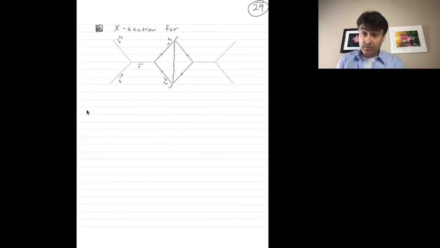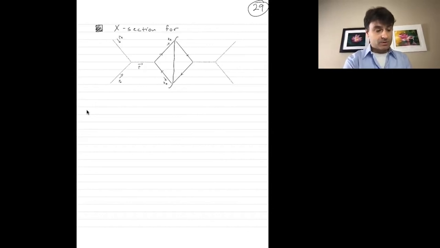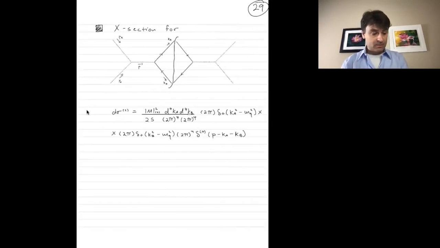So now we have to go back and write down an expression for the cross section for 2 to 2 scattering. I sort of glossed over that and went directly to the cross section for 2 to 3 scattering. So, cross section for 2 to 2. Okay, so for diagrams like this. Okay, start again. We can go through this slowly.